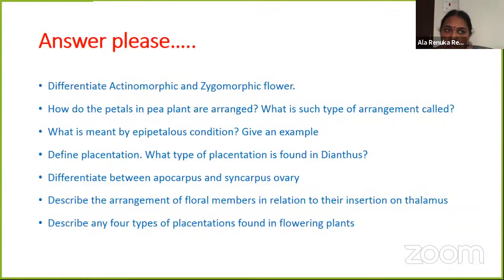And if a single ovule is attached at the base of the ovary, it forms the basal placentation.